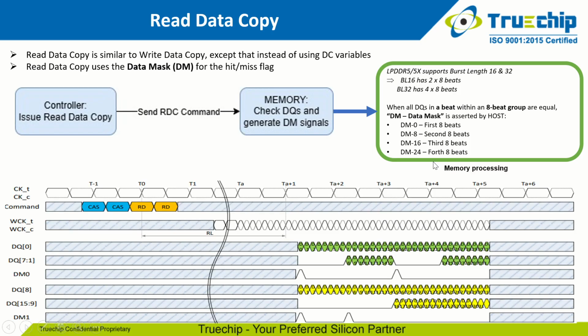Below is the waveform for read data copy. Here we can see the cache command followed by the read command, through which read latency has been applied. After the read latency, we can see the data on the DQ bus, in which the first 8 bits and the third 8 bits are of the data copy, in which DQ0 is toggled for the first and third 8 bits for the lower byte, and DQ8 is toggled for the first 8 bits for the upper byte, whereas for the second 8 bits and fourth 8 bits, all DQ are being toggled.